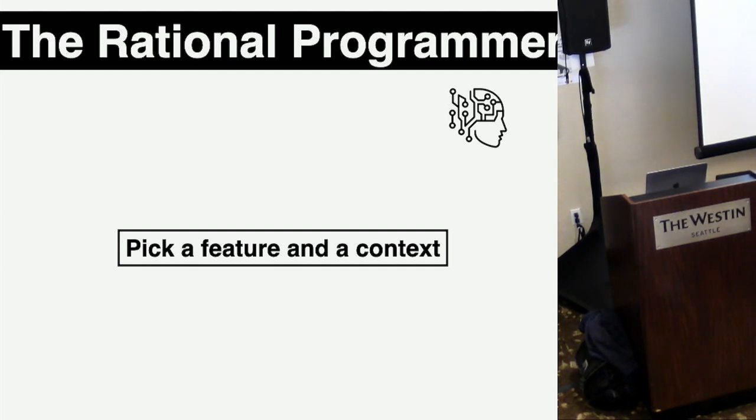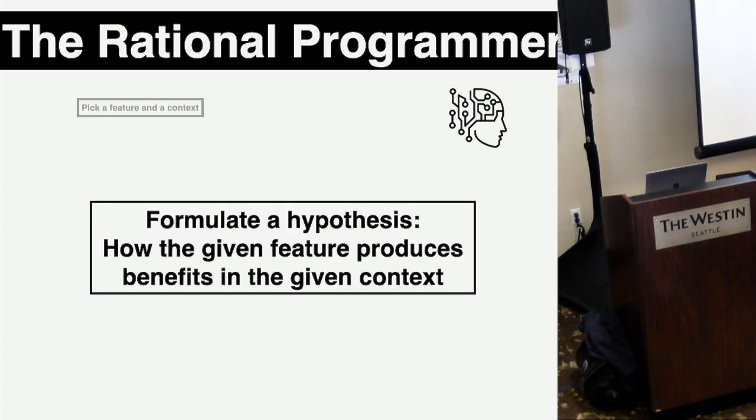Okay? Let's say, for instance, gradual typing and debugging. Those two go together all the time. There needs to be a context when we're talking about pragmatics. Then what we do is we formulate a hypothesis. How is this feature going to benefit the developer in this particular context?